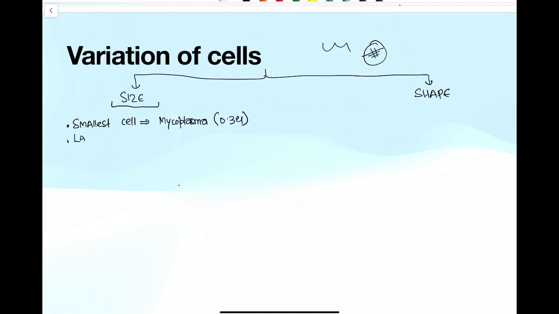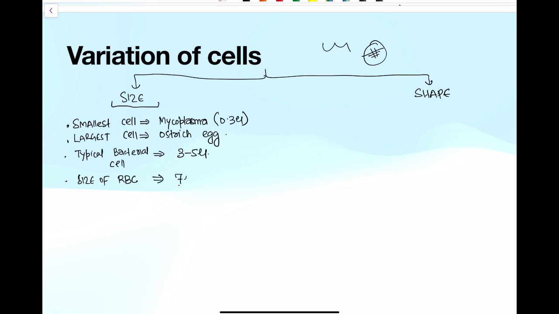Now you must remember the largest cell. The largest cell is an ostrich egg. You must know the size of a typical bacterial cell, which according to your NCERT is 3 to 5 microns. You must know the size of RBC, which is 7 microns. I am only highlighting the NCERT points which are very important. I can add the size of viruses, as viruses are not true cells, but you can remember their size, 0.02 to 0.2 microns. Most important is the size of the smallest cell mycoplasma, the largest cell ostrich egg, the typical bacterial cell, and the size of RBCs. The virus size is an additional point.